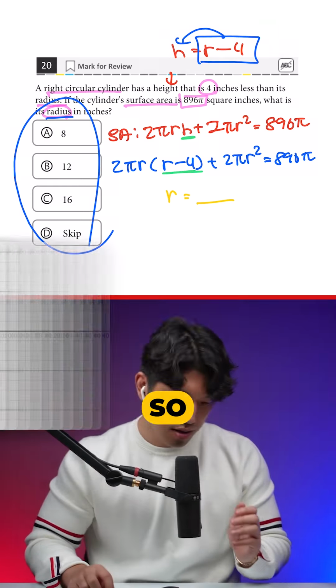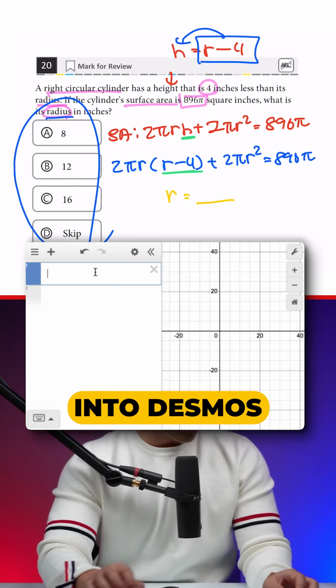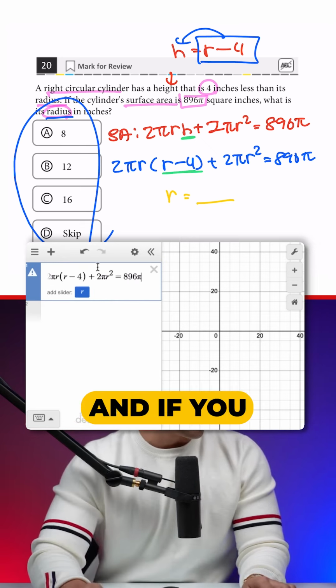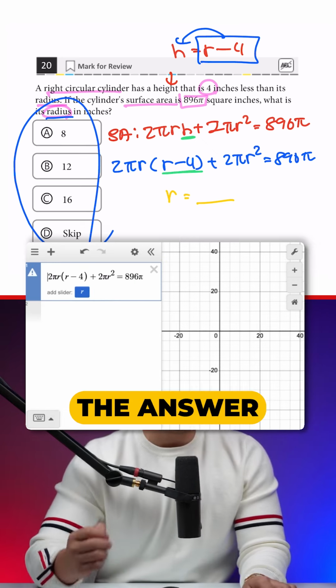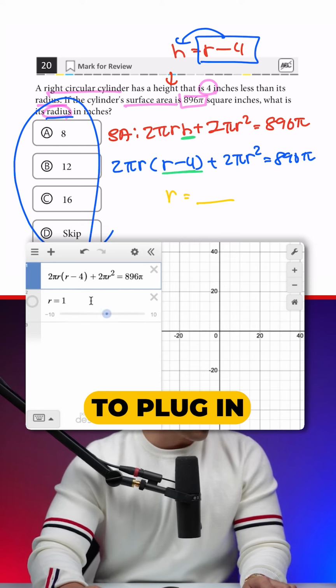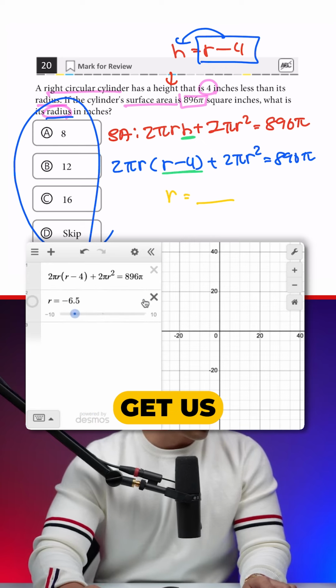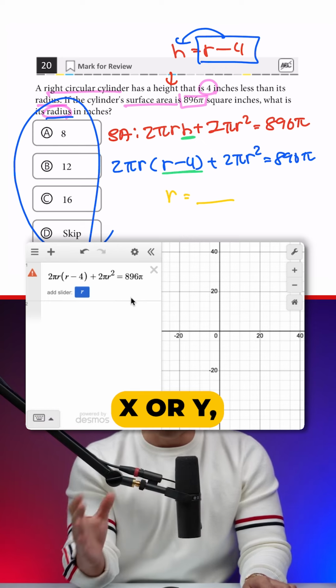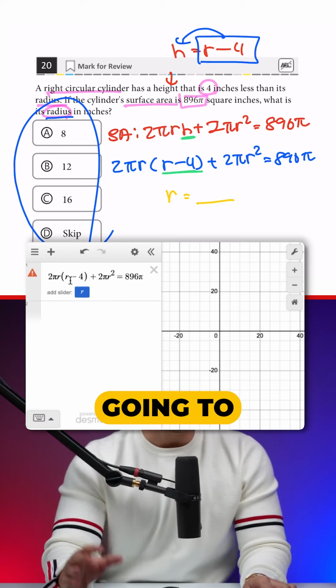Here's how it works. All you have to do is just plug the equation into Desmos. And if you look carefully, it does not give us the answer. Instead, it's telling us to plug in the value for r, which really doesn't get us anywhere. And that's because Desmos only understands x or y. When you have an r in there, it's not going to solve it for you.